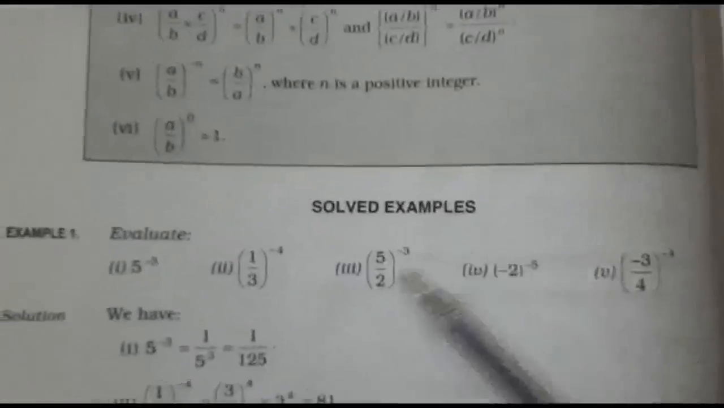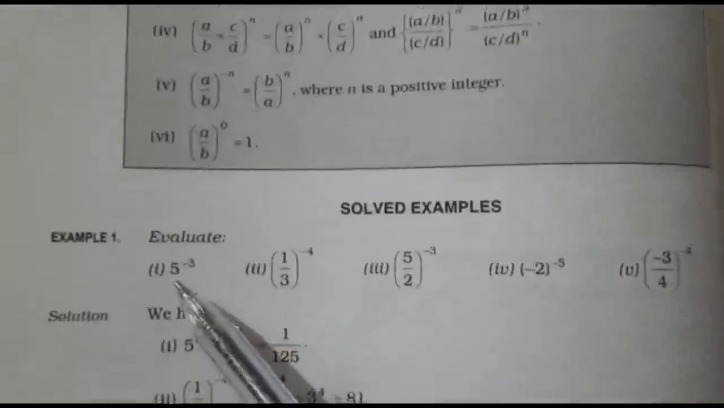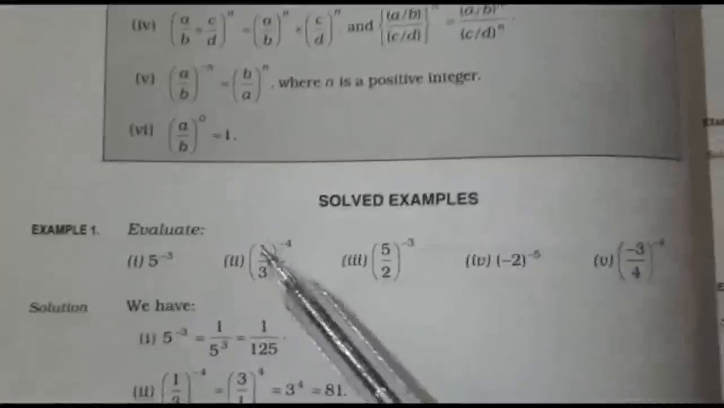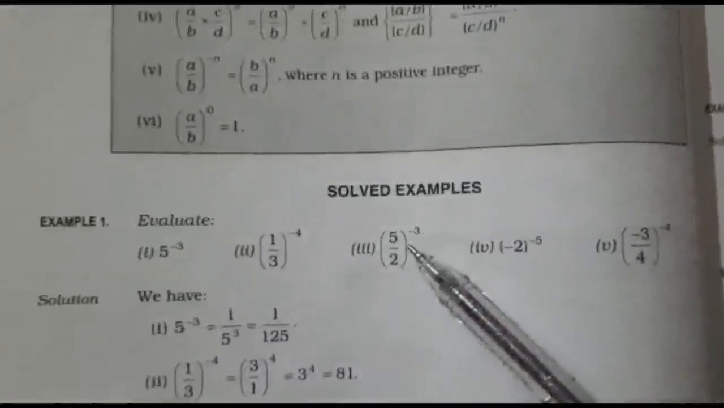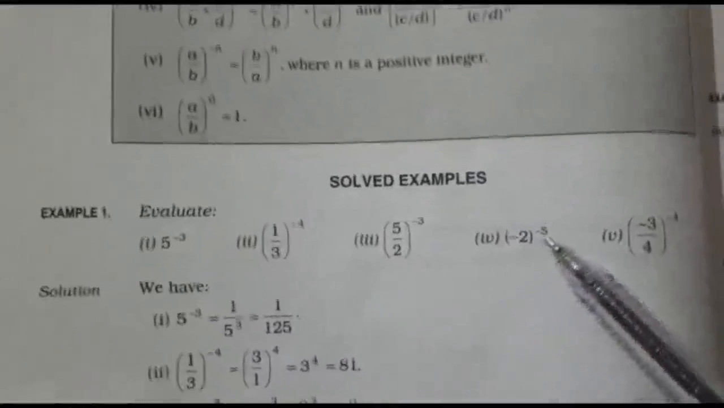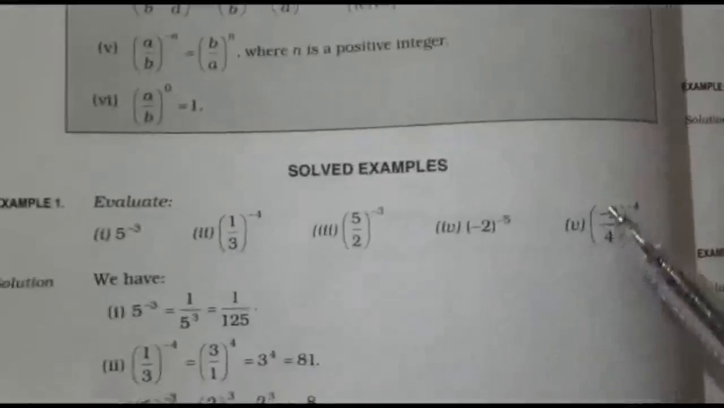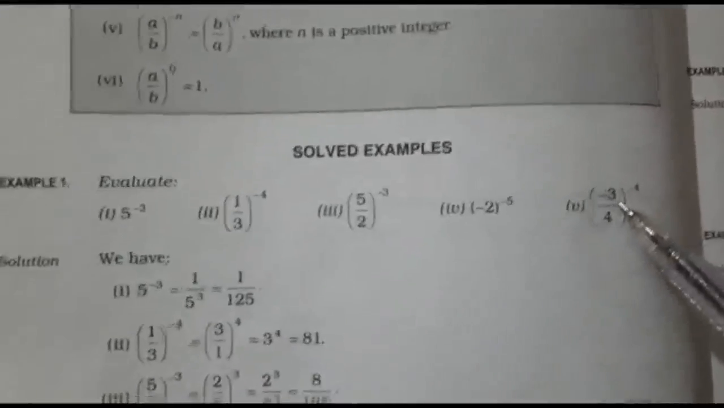Okay, now we'll come to the solved examples. First, evaluate. First, 5 raised to the power minus 3. Second, (1/3) raised to the power minus 4. Third, (5/2) raised to the power minus 3. Fourth, (minus 2) raised to the power minus 5. Fifth, (minus 3/4) raised to the power minus 4.